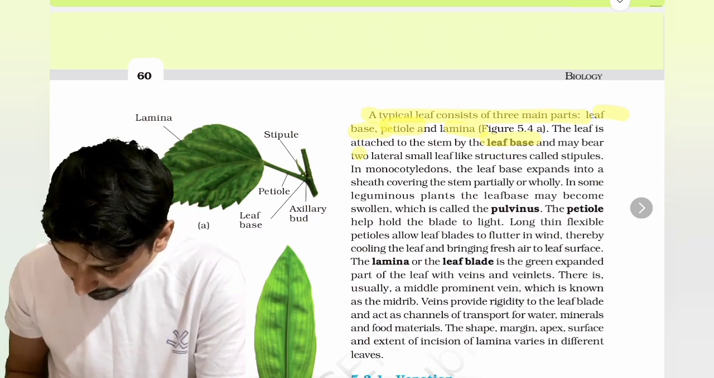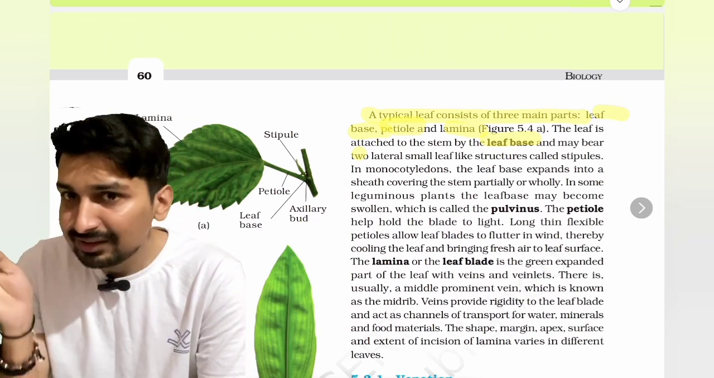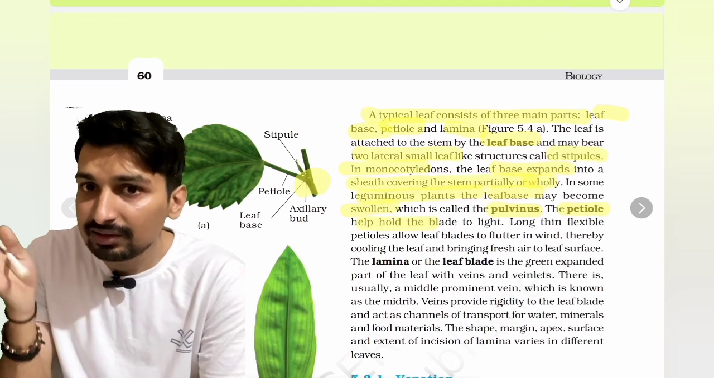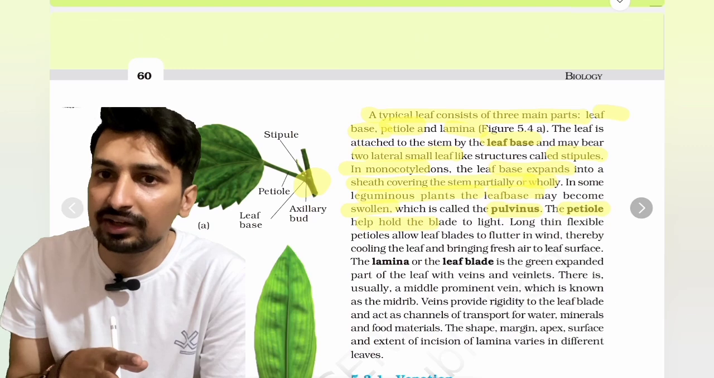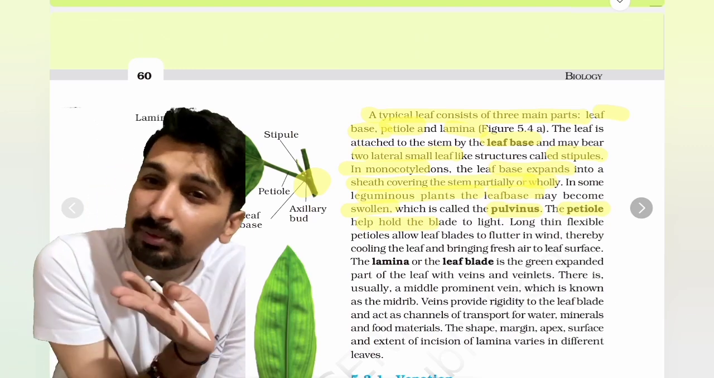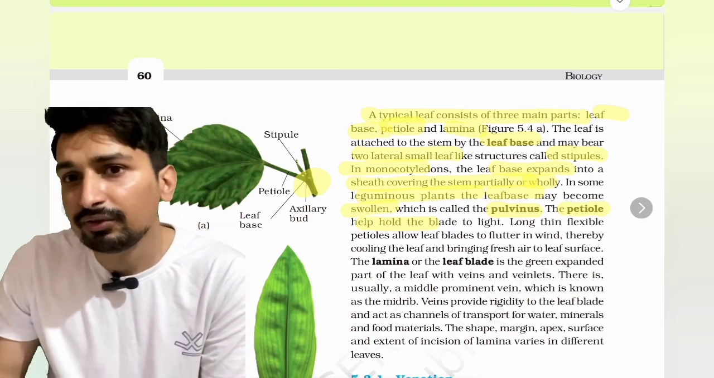The petiole helps to hold the leaf blade to the light. It will help to position the leaf blade so that light can fall on it, right? If this petiole was not there, the leaf would be very close to the stem and then the light would not fall on it.